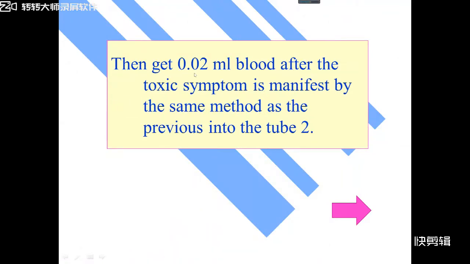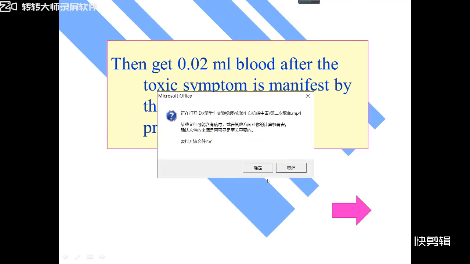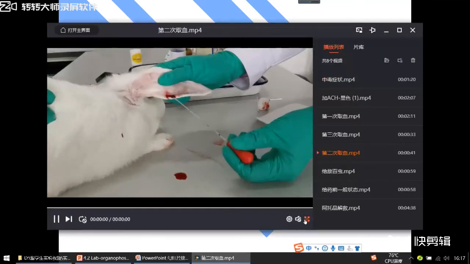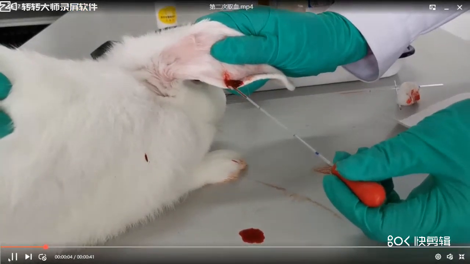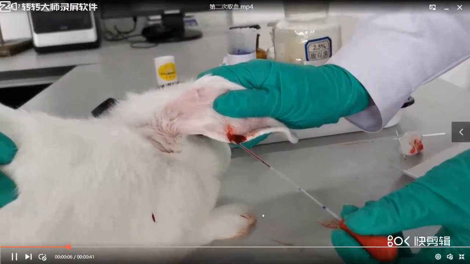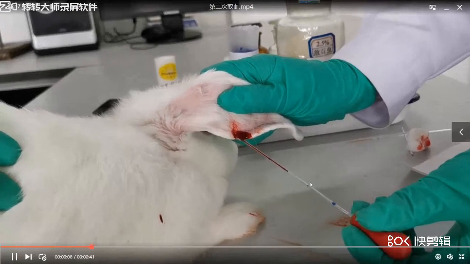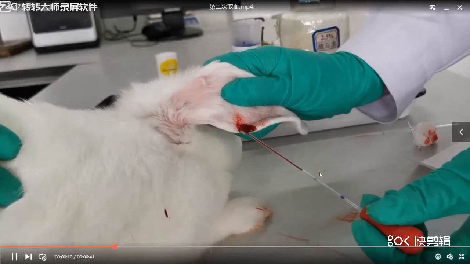Get 0.02 milliliter, that means 20 microliters of blood, after the toxic symptoms manifest, by the same method as the previous one, into tube 2. Okay, so let's take the blood. And we also need 0.02 milliliter blood, 20 microliters. So in this line.